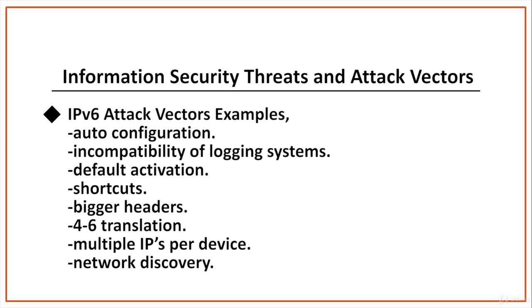IPv6 attack vector examples: auto-configuration, incompatibility of logging systems, default activation, shortcuts, bigger headers, 4 to 6 translations, multiple IPs per device, network discovery.